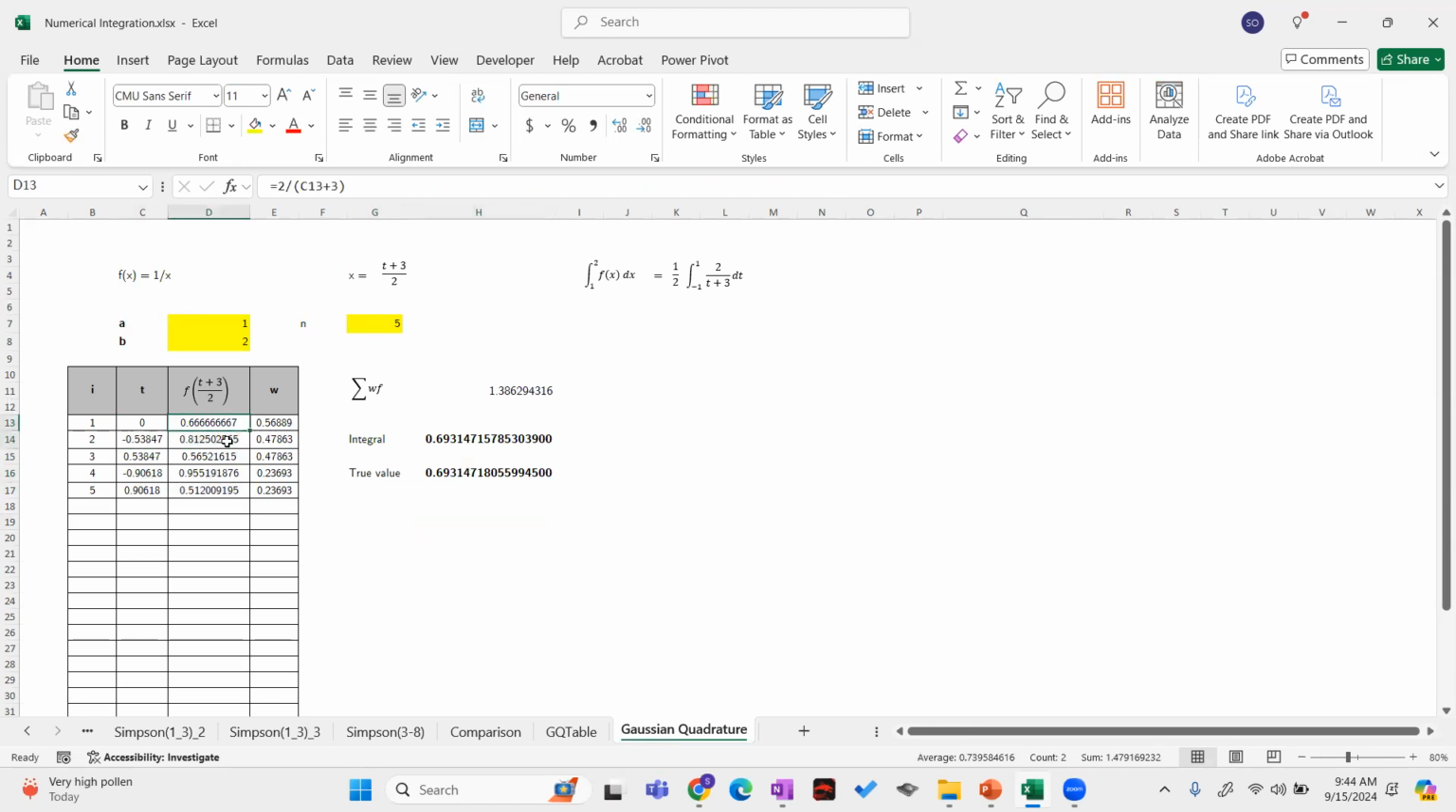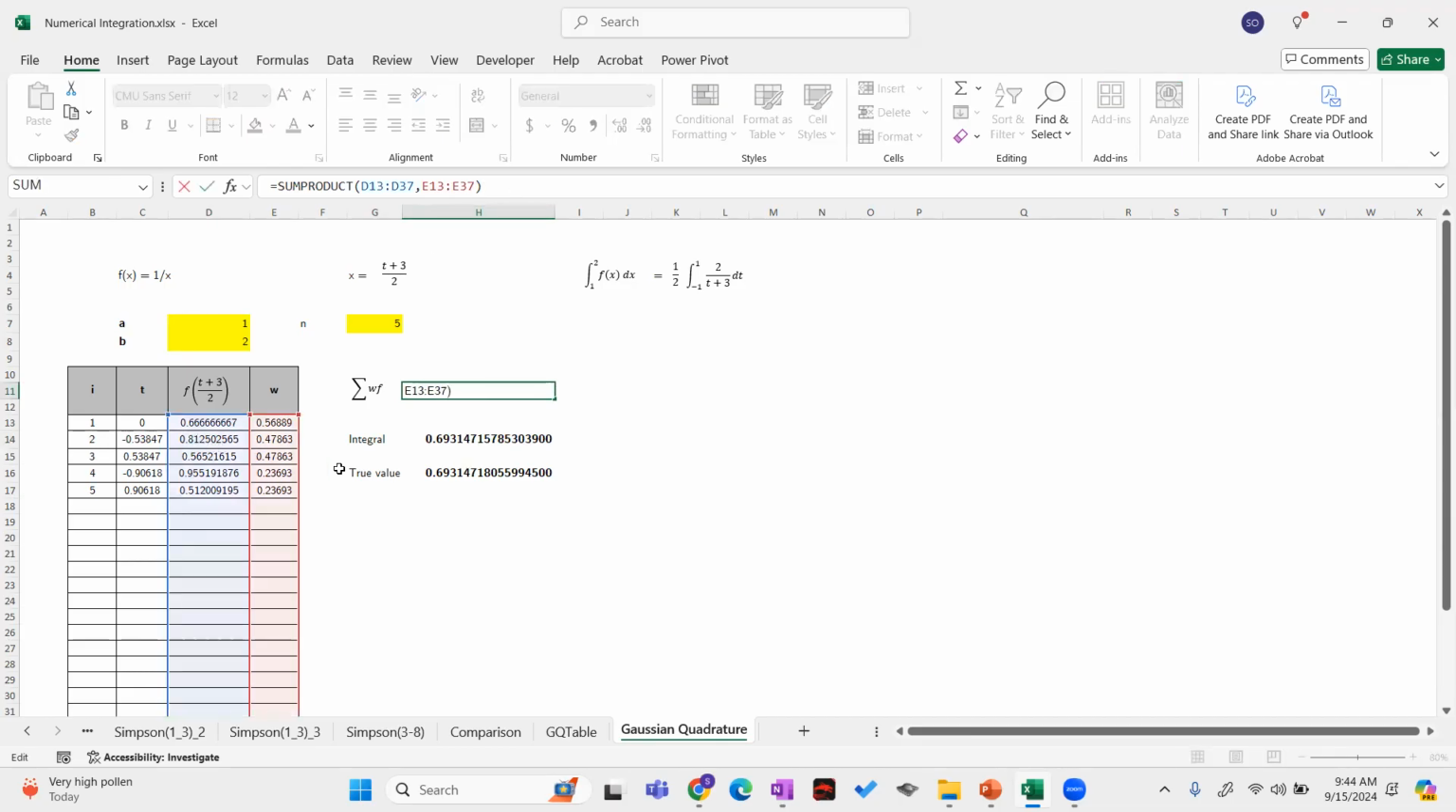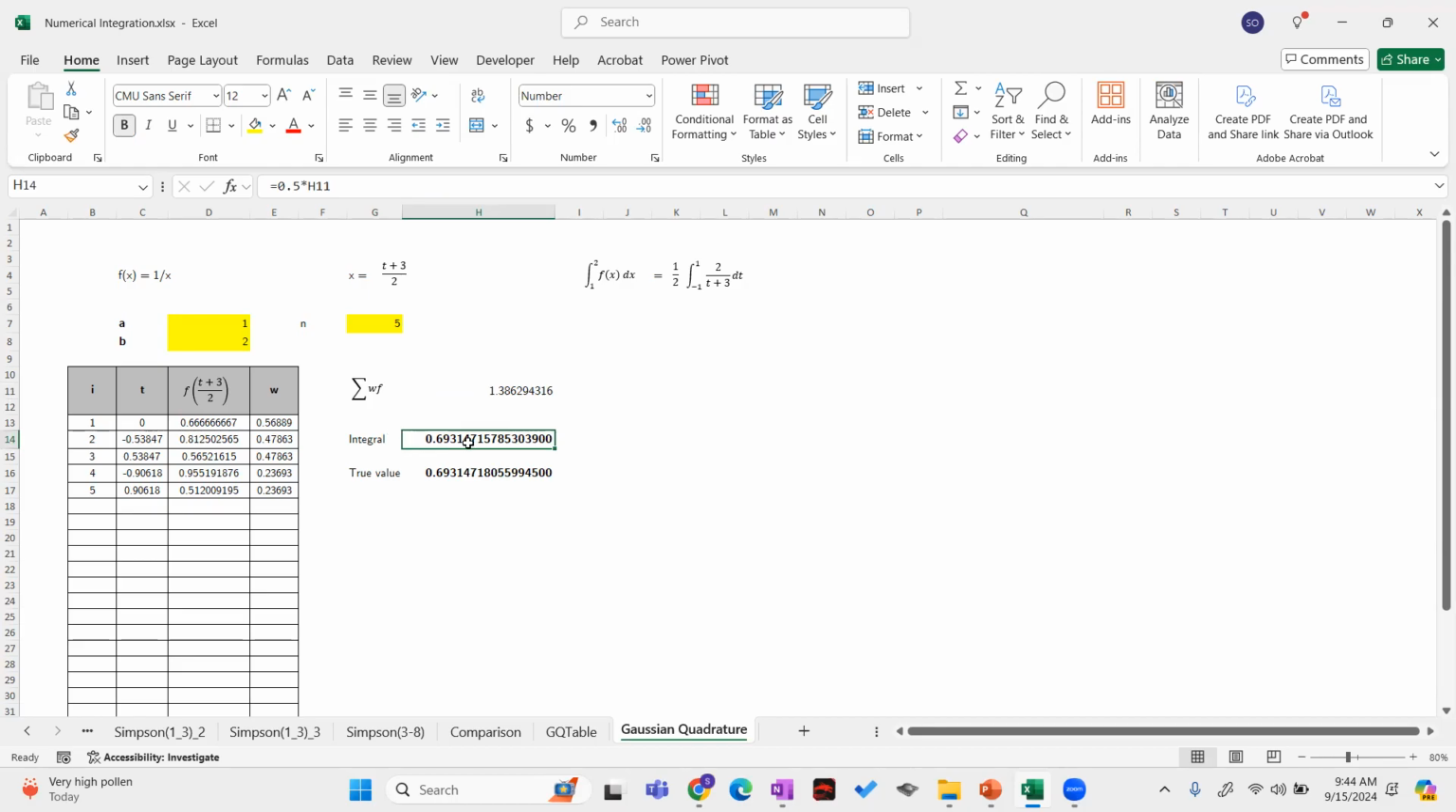And finally, just a sum product of these two, right? W1 FT1 plus W2 FT2, W3, and then do a half. Okay, this is the sum product of these two. And the approximation is sum product divided by 2. With 5 terms, the true value is this. And look at the accuracy.